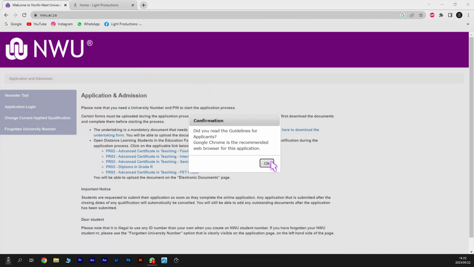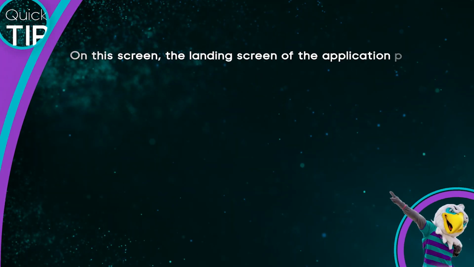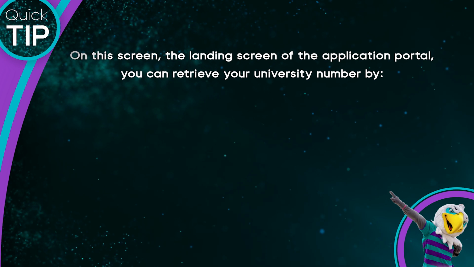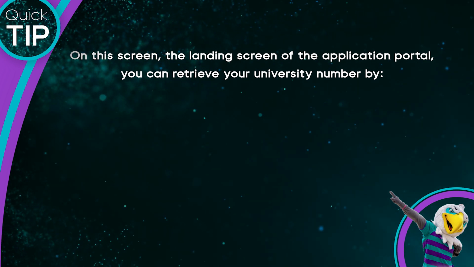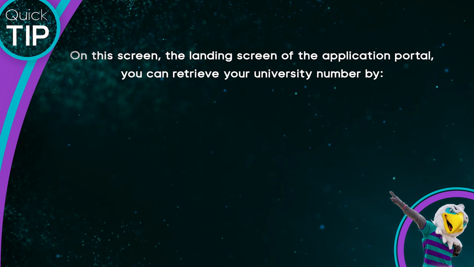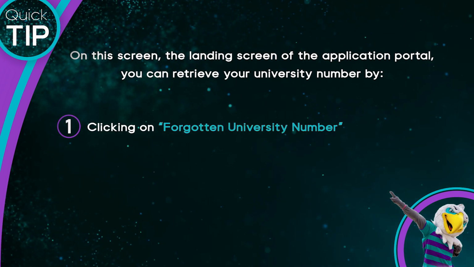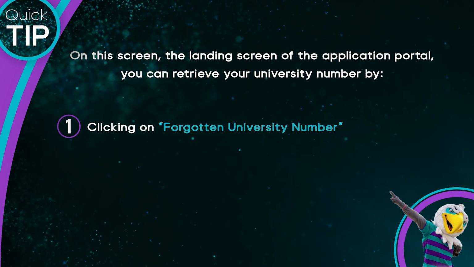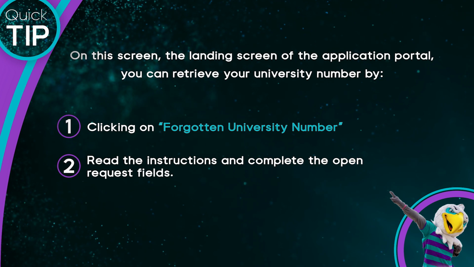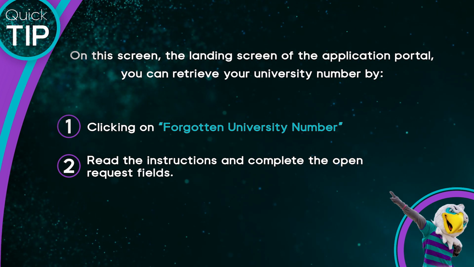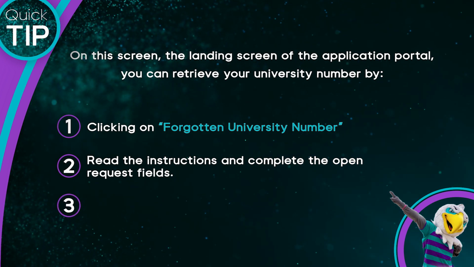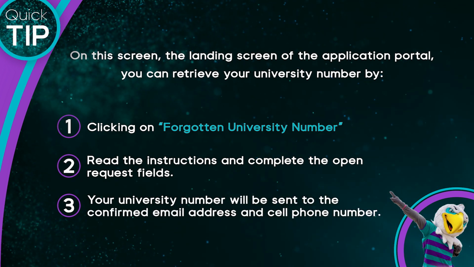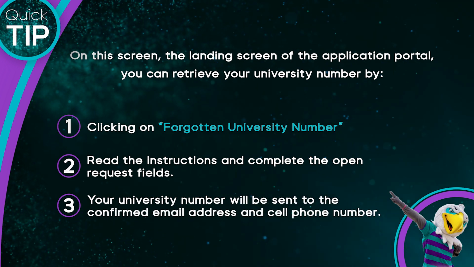A quick tip, on this screen, the landing screen of the application portal, you can retrieve your university number by Step 1. Clicking on Forgotten University Number. Step 2. Read the instructions and complete the open request fields. Step 3. Your university number will be sent to the confirmed email address and cell phone number.